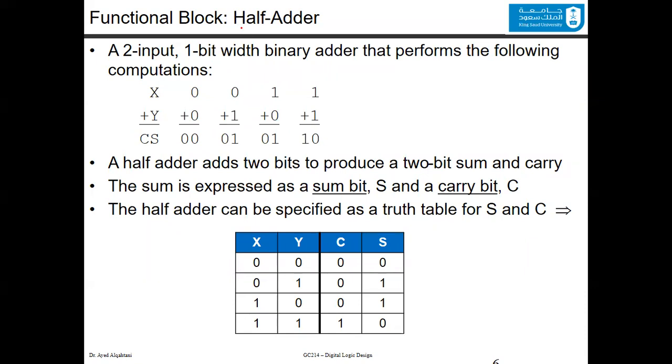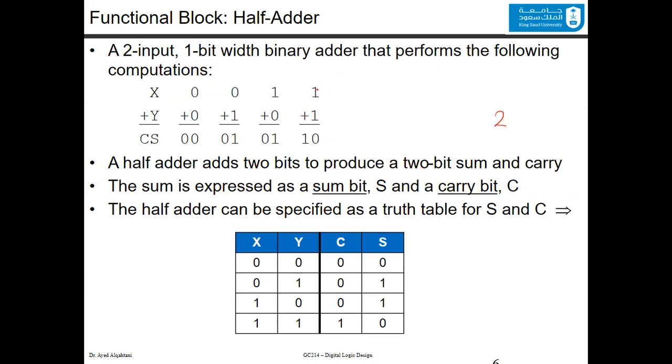So we will start by discussing the half adder. It has 2 inputs. Each one of these inputs is a 1 bit width binary number, which will compose the 1 bit width binary adder. It will perform the following computation. If you add 1 plus 1, you remember from the decimal that 1 plus 1 is equal to 2, but we cannot represent 2 like this.